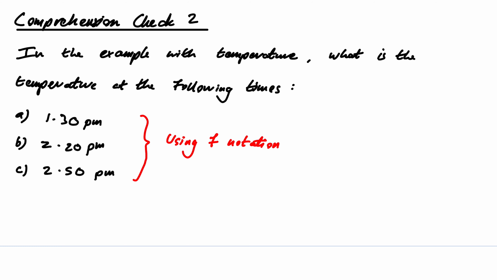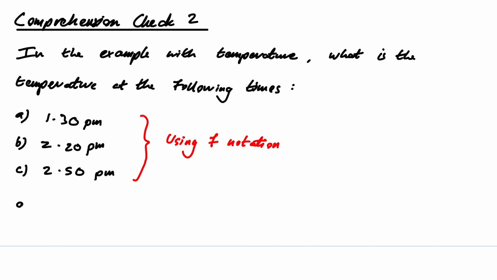So just to make sure that we understand how this type of function works, in the example with temperature we've just looked at, what is the temperature going to be, written in terms of my F notation, at the following times: at 1:30, at 2:20 p.m. and at 2:50 p.m.? So really I just want to make sure we understand how time maps to the number line, because it's a little bit odd. It's not like there are 100 minutes in an hour. There are 60 minutes in an hour, so you've got to be quite careful.